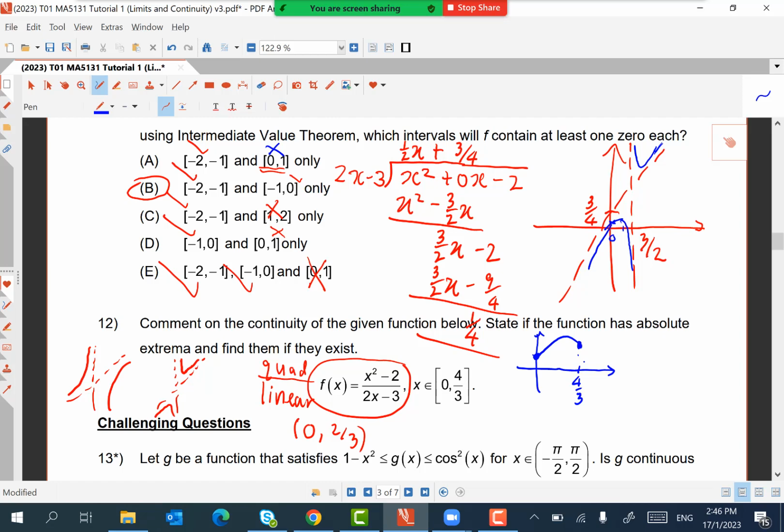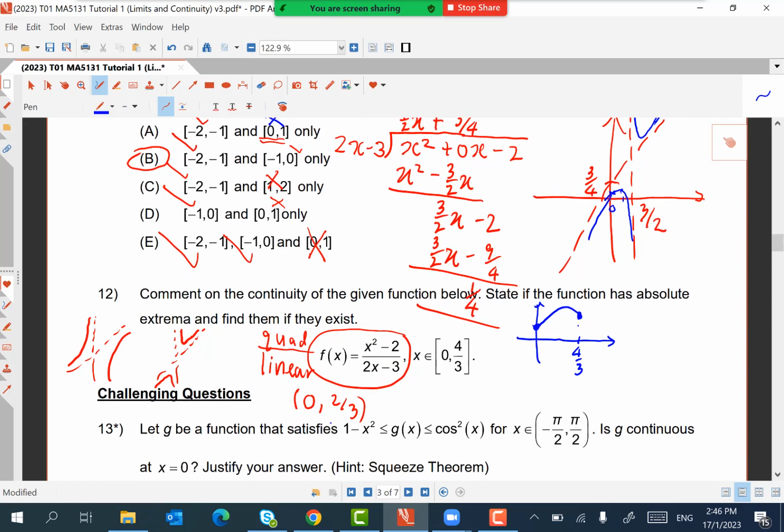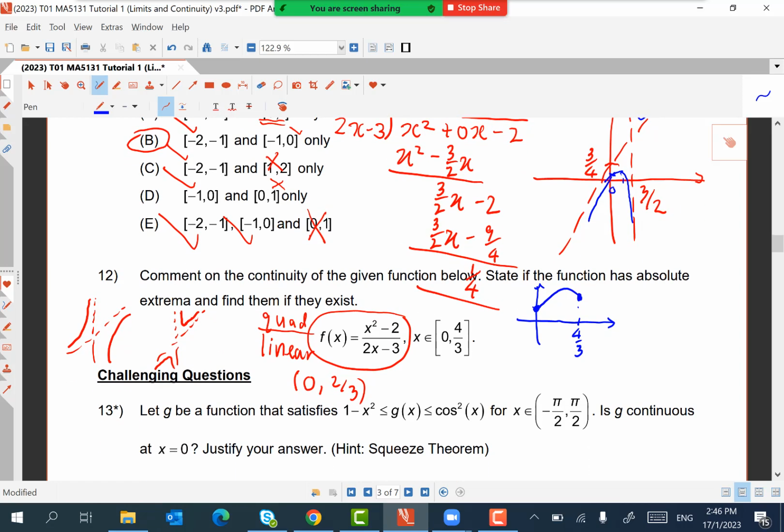So for this function, based on a small sketch, I can tell that this function is actually continuous. Okay, so this function is continuous. Let me erase all this first.